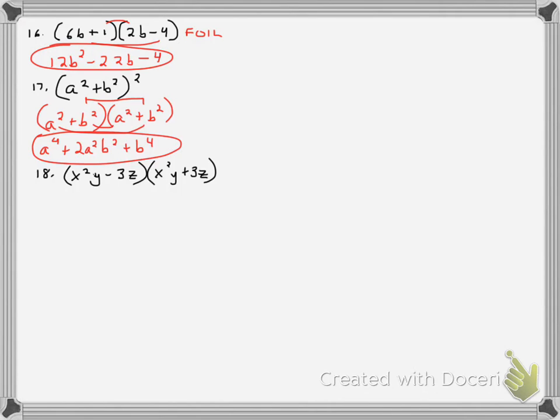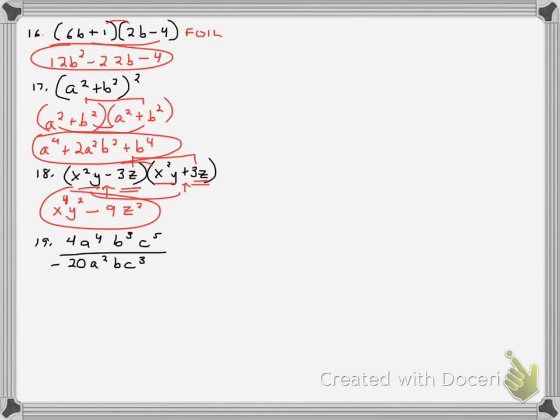For number 18, what we have is a sum and a difference. So my middle terms, the first and the second expressions being the same, will drop out, but let's go ahead and FOIL it. We're going to get for our x term, adding exponents, 2 plus 2 is 4. For my y terms, 1 plus 1 is 2. My outer is plus 3x squared yz. My inner is minus 3x squared yz. As we said, they drop out. And then my last terms, negative sign, 3 times 3 is 9, z times z is z squared.